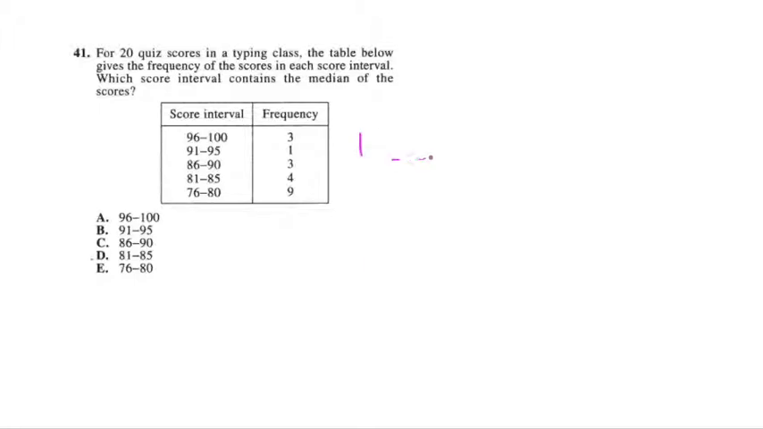If there are 20 quiz scores, that means that the 10th and the 11th are the two numbers that we have to take the average of to get the median. That's the midpoint right there. We can then look at the frequency to see where the 10th and 11th quiz scores come out. We can just add these numbers. 3 plus 1 plus 3, that's 7, plus 4 is 11. So quiz scores 10 and 11 will be right here. They'll be in the interval 81 to 85.